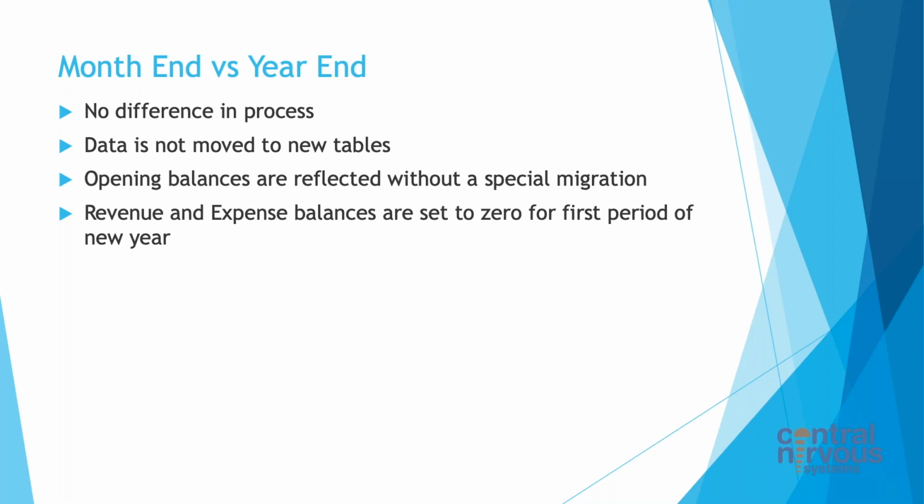The data is not moved to new tables. Opening balances are reflected without a special migration. So that allows the whole process. Once we've got month 12 done, then we're basically done with year end, other than adjusting entries and some additional specific things.